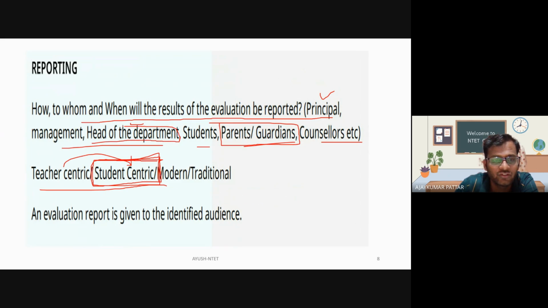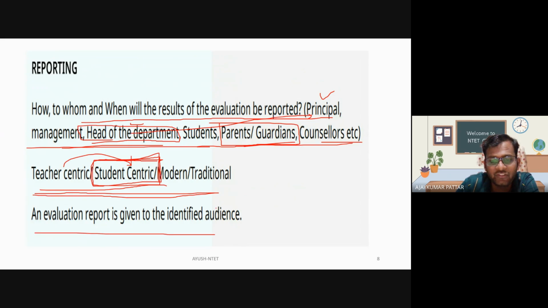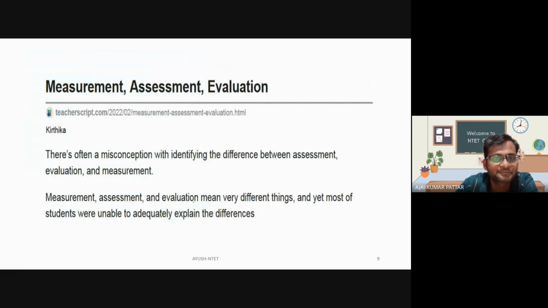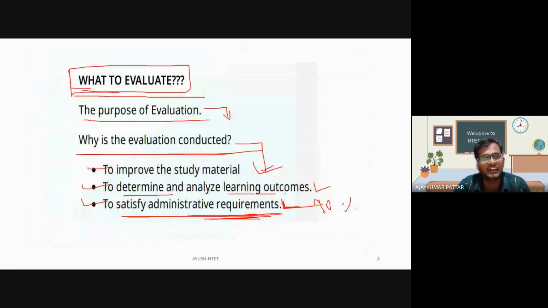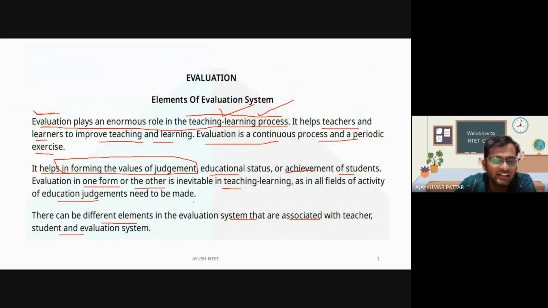So everything we evaluate, we give to the head of the department. The head of the department will give it to the principal. So it is not constant. It depends on the particular situation, different conditions and context. But reporting is about whom to report and how to report. The evaluation report is given to the identified audience. That is the concept of reporting. So up to this, the general idea is clear.